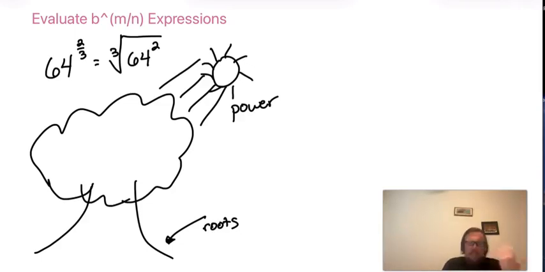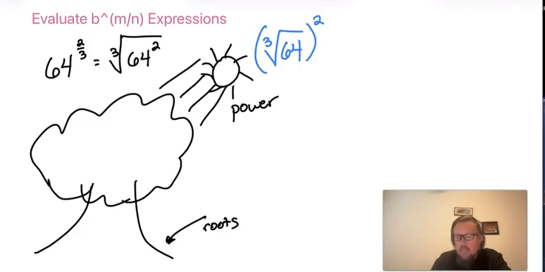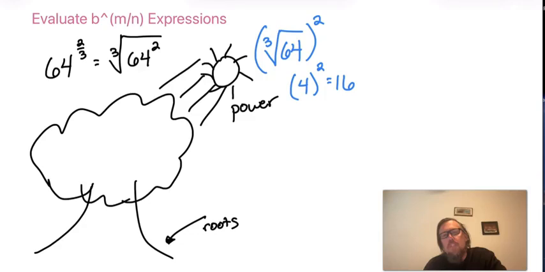So we could put this into the calculator in a couple of different ways. One of the ways that we could put it in the calculator is we could square 64 and then cube root it, but it might be easier to cube root 64, and then square it. We should have our cubes memorized up to 10 cubed, and so we know that the cubed root of 64 is 4. And 4 squared is 16. So 64 to the 2/3 power is 16.